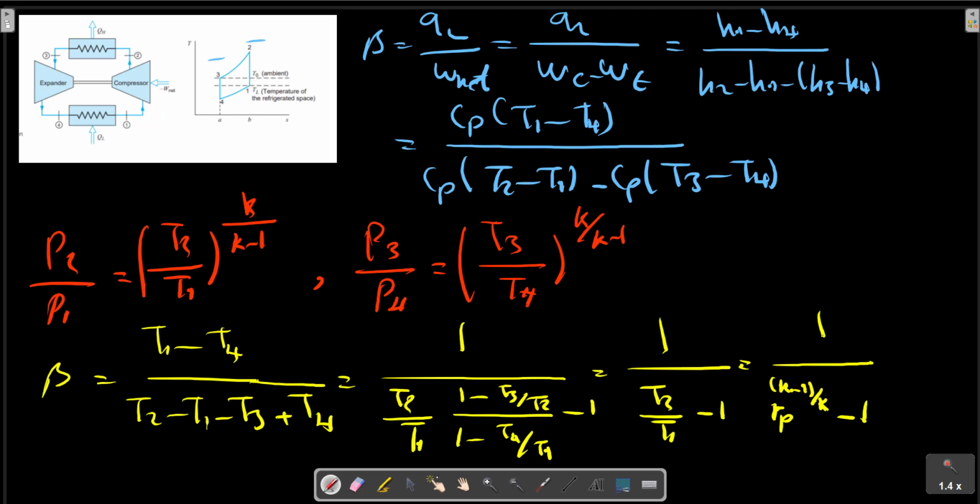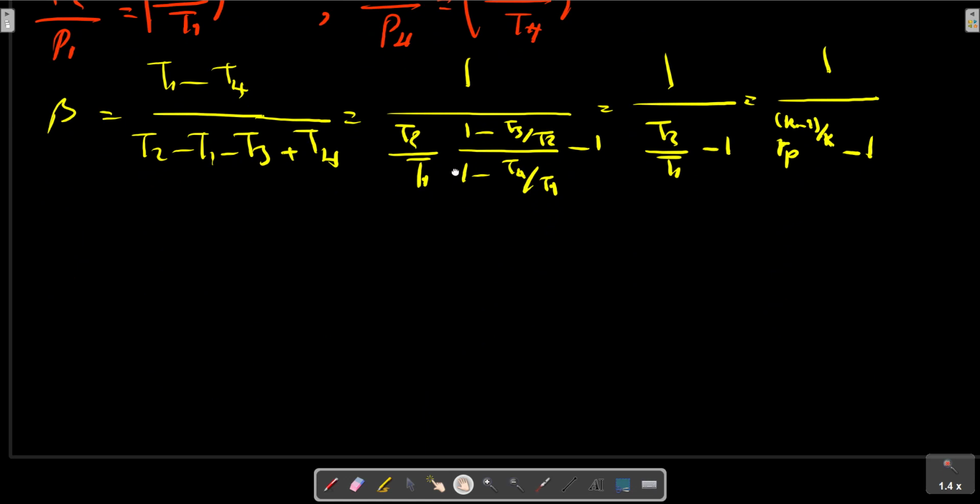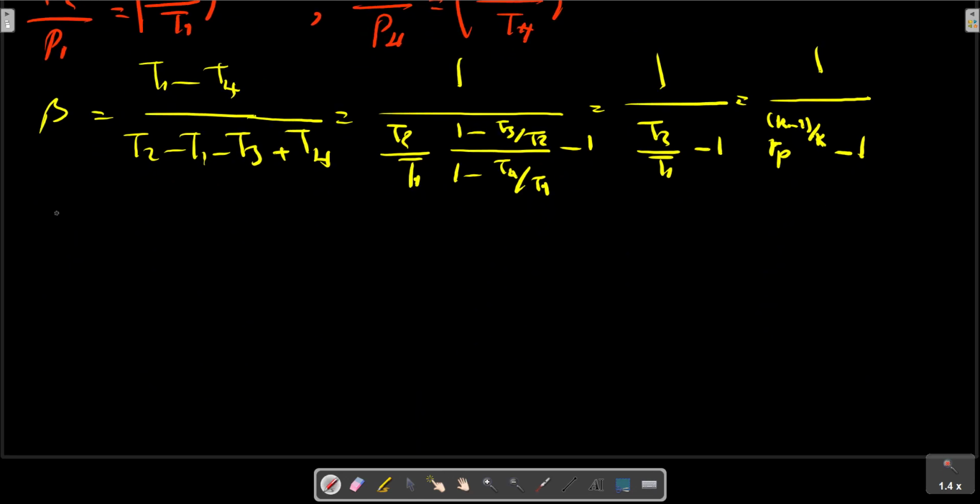Here we use T3 over T2, T4 over T1, and RP equals P2 over P1. And we have a result similar to that of the other cycle. The refrigeration cycle is a Brayton cycle with the flow in the reverse direction, giving the same relations between the properties.